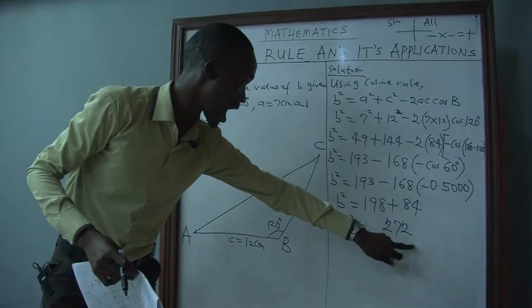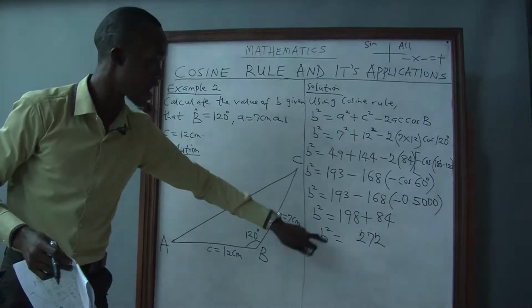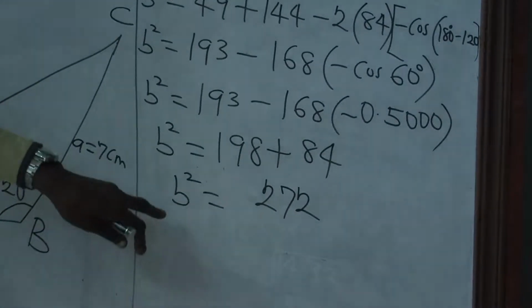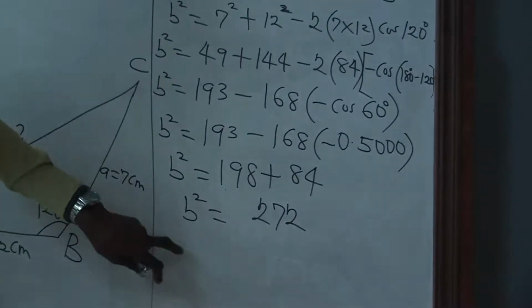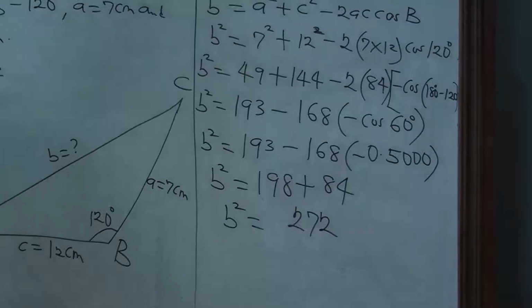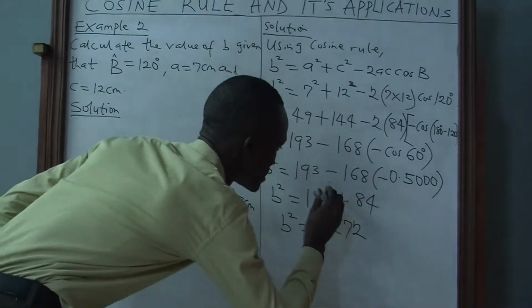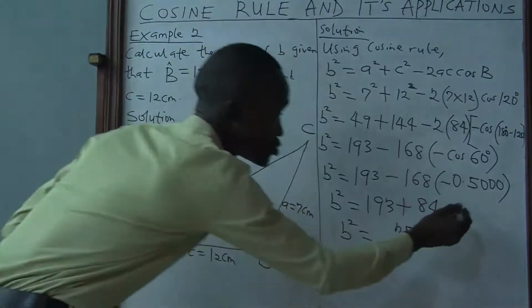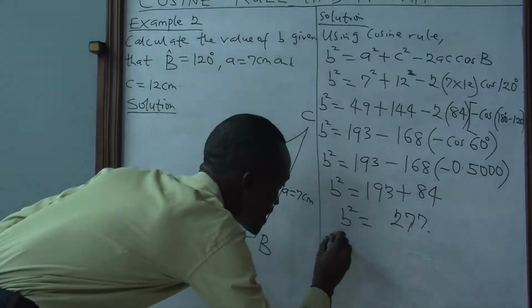Now we are at the stage where we have an expression that is talking about square, and I explained earlier that for any expression that involves square, we take the square root. Sorry, this is 193. So this is 277. Then we take the square root.